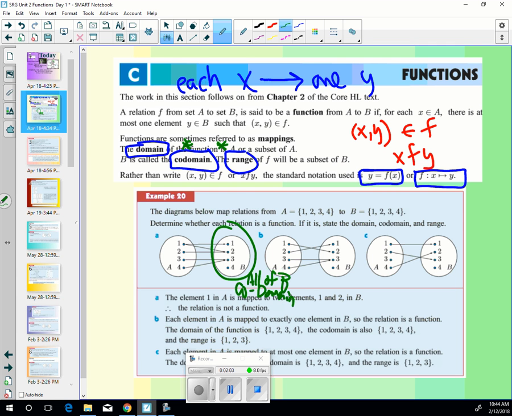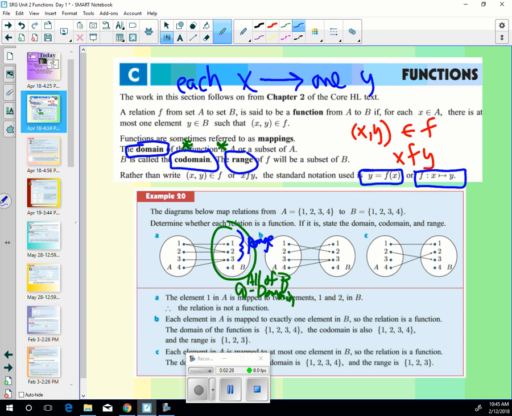So what is the range then? The ones that are mapped to from A. Okay, so they might not all be mapped to. So in this case, this first example, they have 1, 2, 3, 4. You can see the codomain is 1 through 4, but the range is only these. The range is only 1, 2, 3.